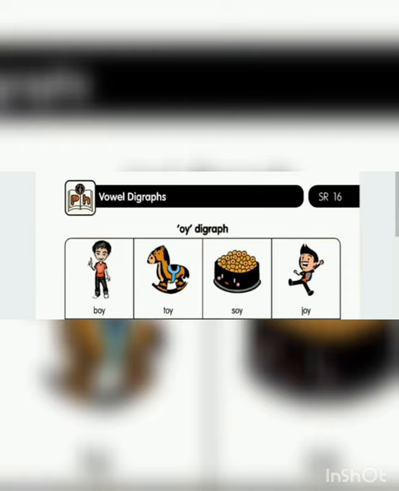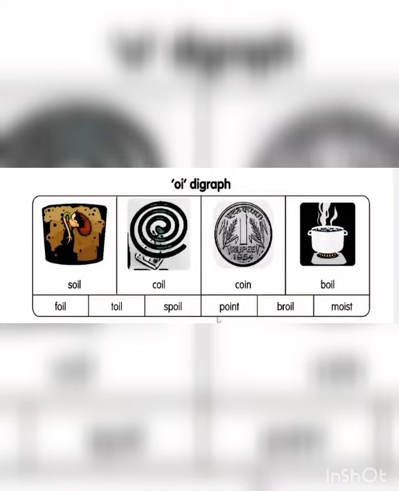Now our next vowel digraph is OY digraph. OY digraph makes the sound of OI. So OI as in boy. OI as in toy. OI as in soy. OI as in joy. OY digraph and OI digraph both make the same sound OI.